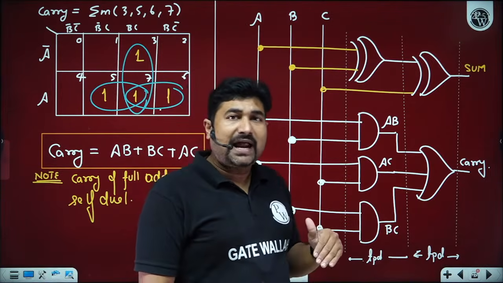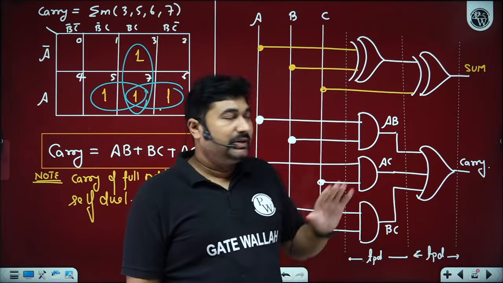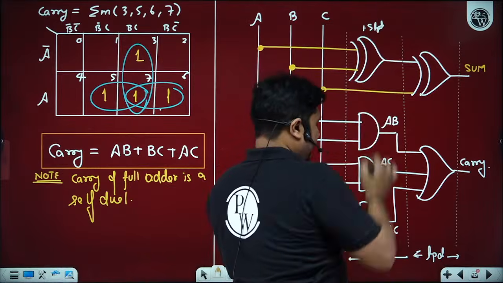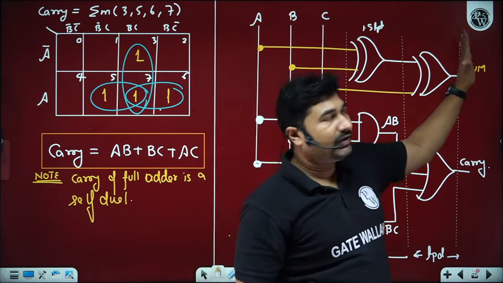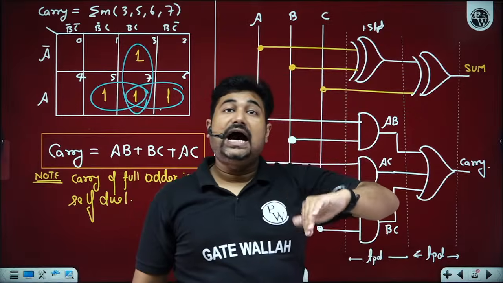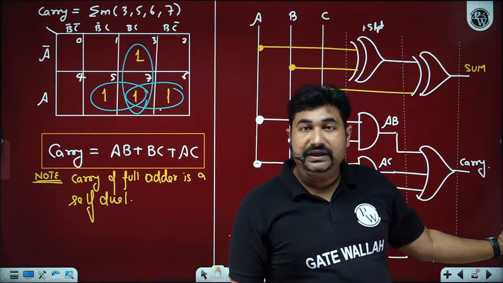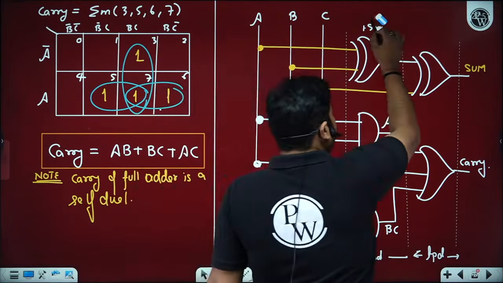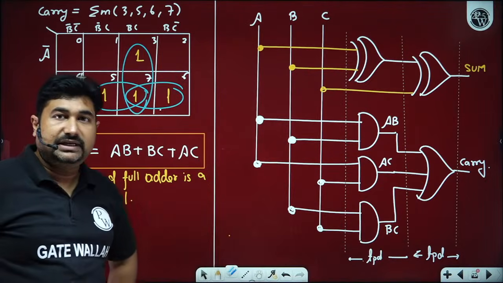In actual practice, XOR gates will have more delay compared to the basic gate. So maybe it will be 1.5 TPD and this will be TPD. So what happens under that condition? 1.5, 1.5. It means the sum will be available after 3 TPD. However, the carry will be available after 2 TPD. Is it okay? Yes, sir. Now I am hoping all of you are able to understand up to this part. Please let me know by writing in the comment section, beta ji.